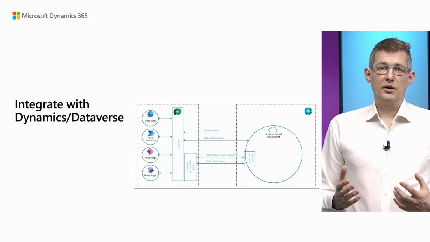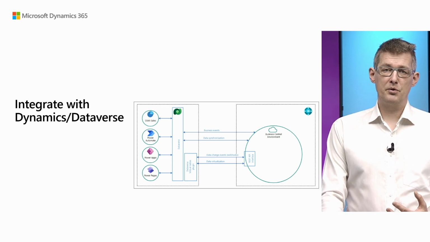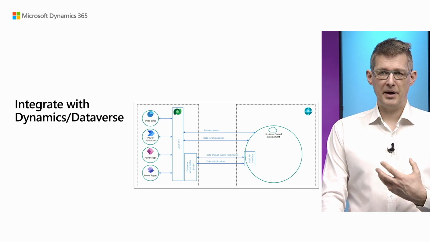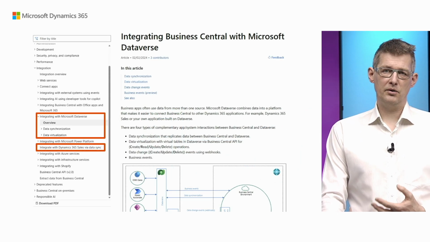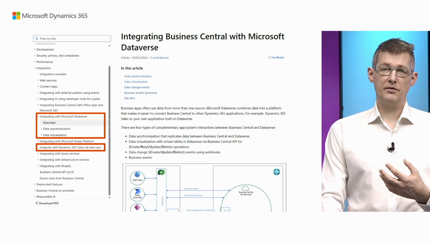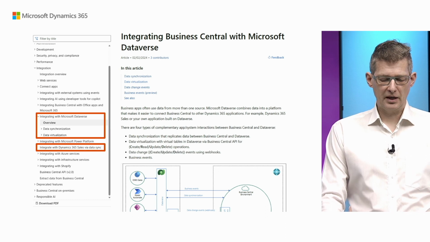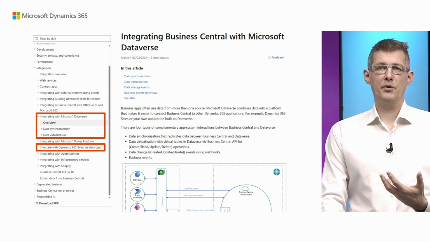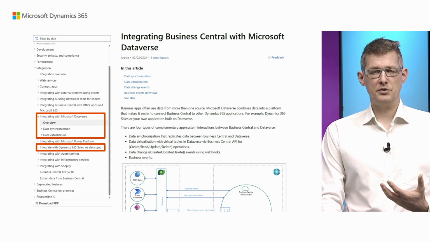Integrating with Dynamics products and Dataverse can happen both through the connector and also through various different data integration methods. And therefore, it comes with an overview article that explains the 4 different types of integration: data synchronization, data virtualization, change events, and the new business events. So go there and check it out if you want to integrate with Dataverse and also some of the Dynamics products that come with the Dataverse integration.